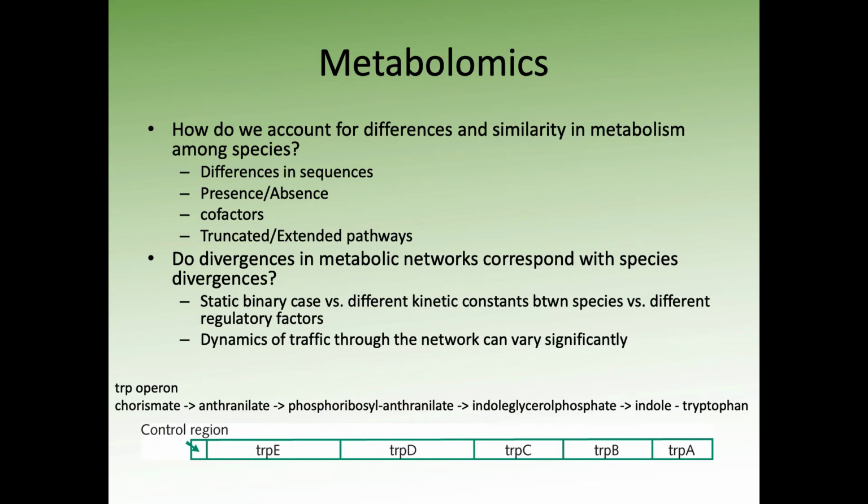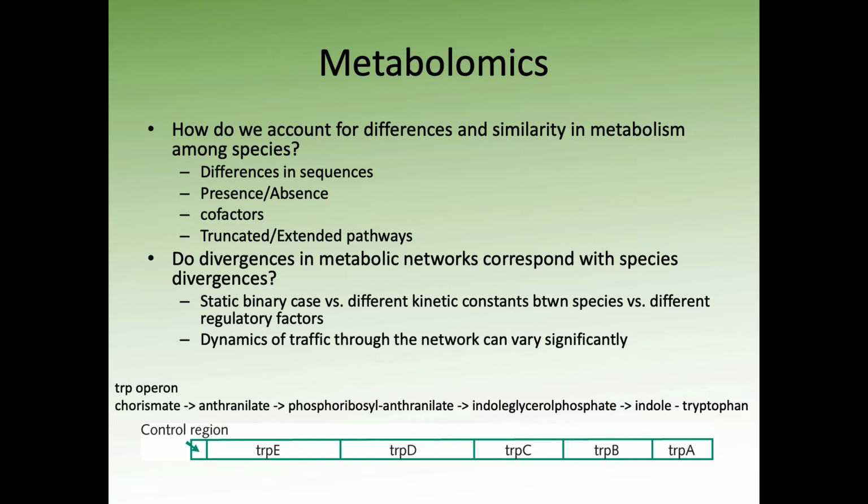We could think about the simplest case, something like the TRP operon in E. coli, which is involved in amino acid tryptophan synthesis from chorismate. And in this case, the operon gene order drives the process. So this is the most simple case of our linear network.